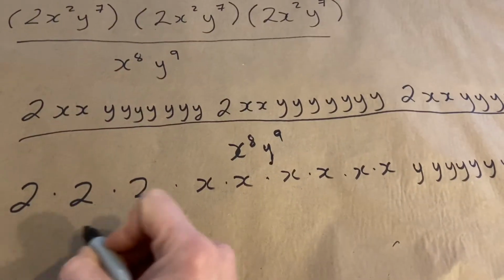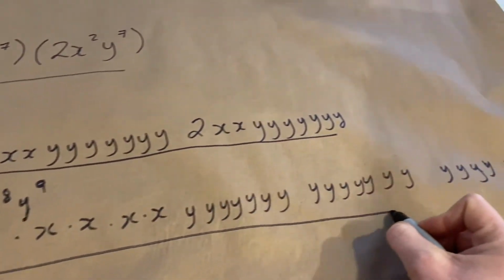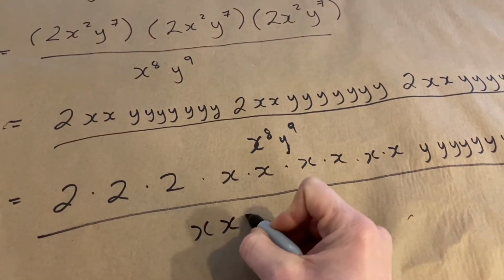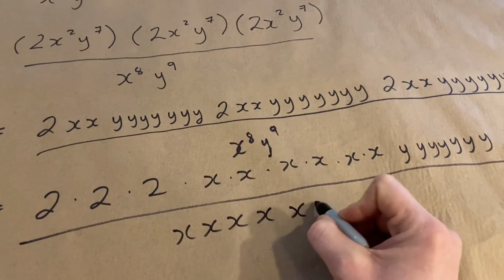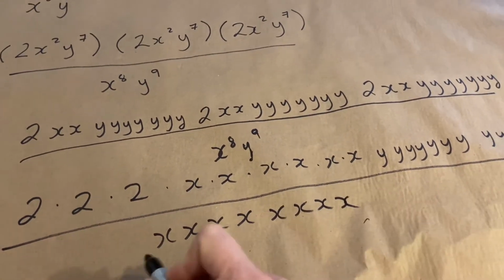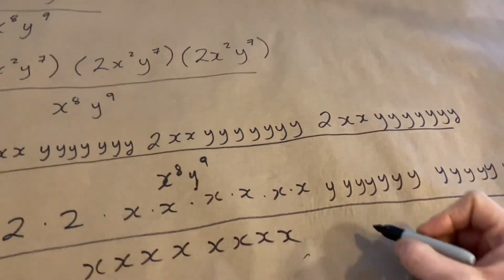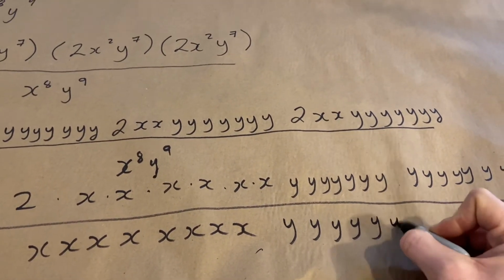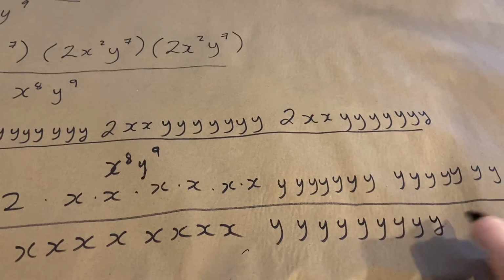And on the bottom, I've got x, x, x, x, x, x, x, x. I'm multiplying x times itself 8 times. And then 1, 2, 3, 4, 5, 6, 7, 8, 9 y's.